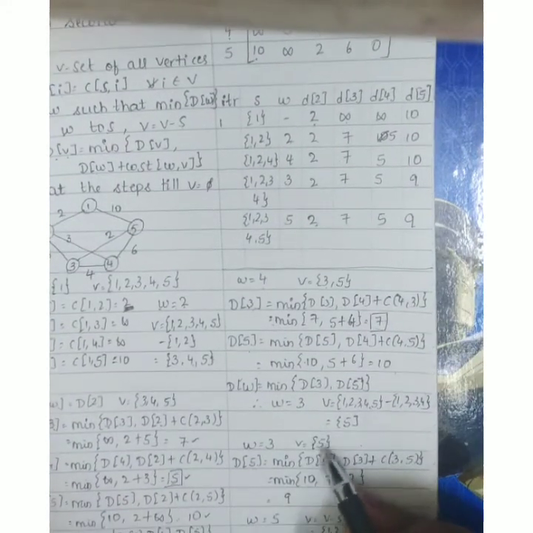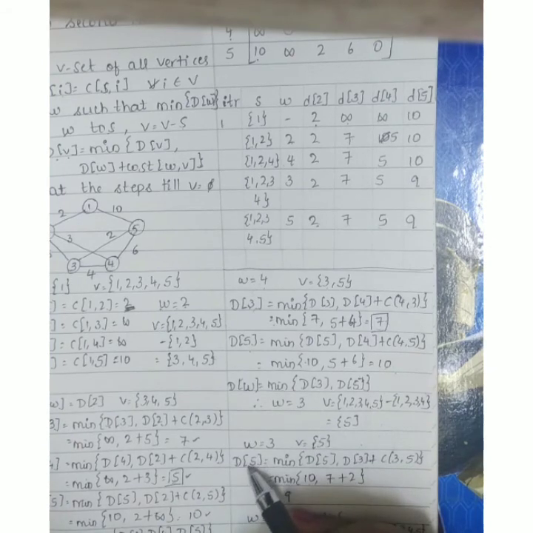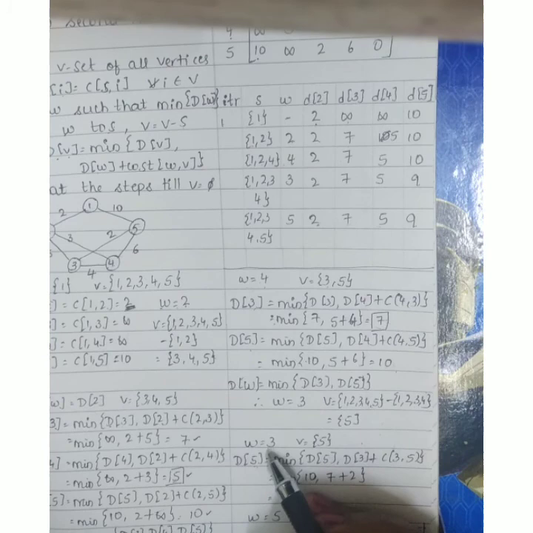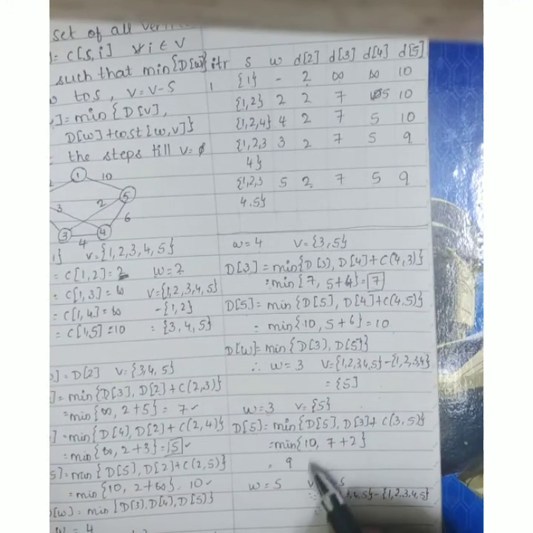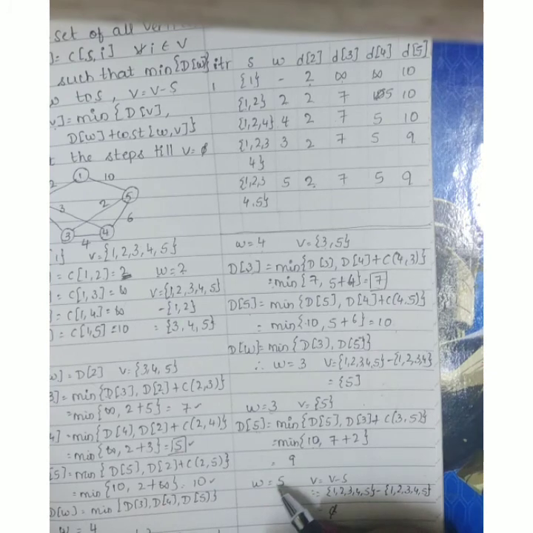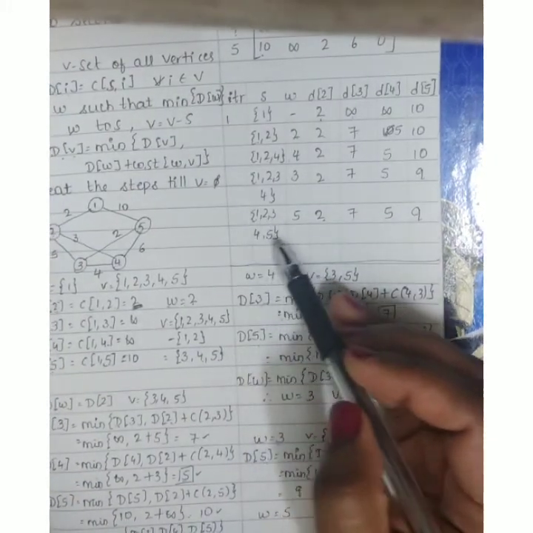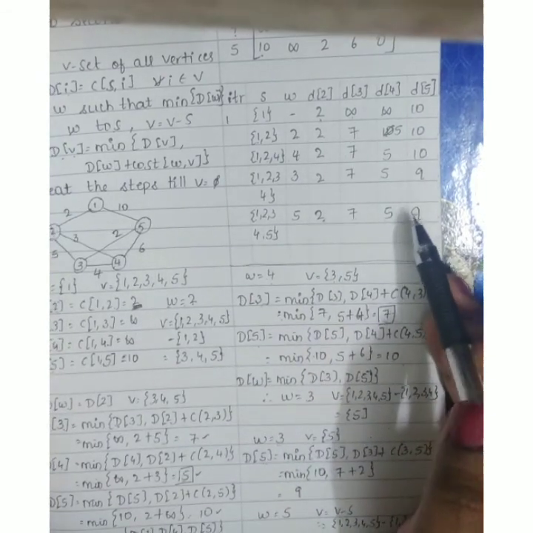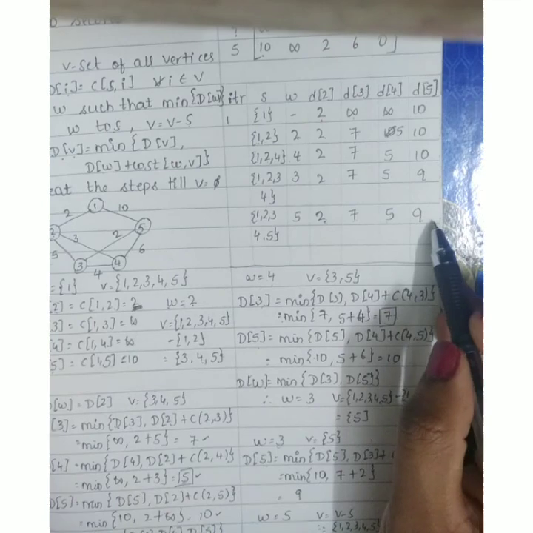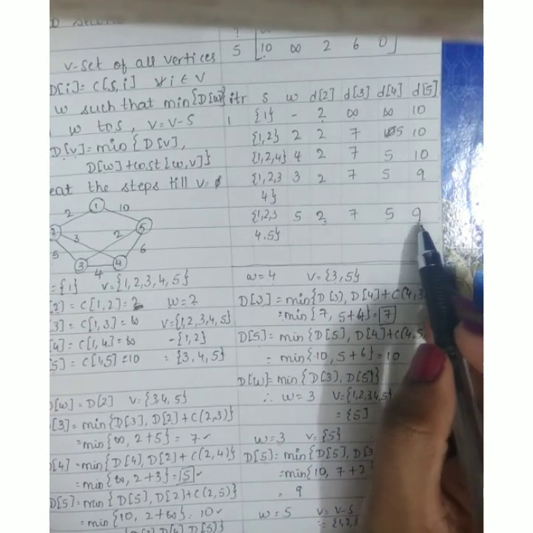Finally, we are left out with vertex 5, and we'll be finding out D5. This time using 3 as intermediate node. So when we calculate, we obtain the distance as 9. Finally, we add 5 also to S. So it will be 1, 2, 3, 4, 5. And finally, we have updated the distance as 9. So at last, we write down all the distances from source to rest all vertices. Thank you.